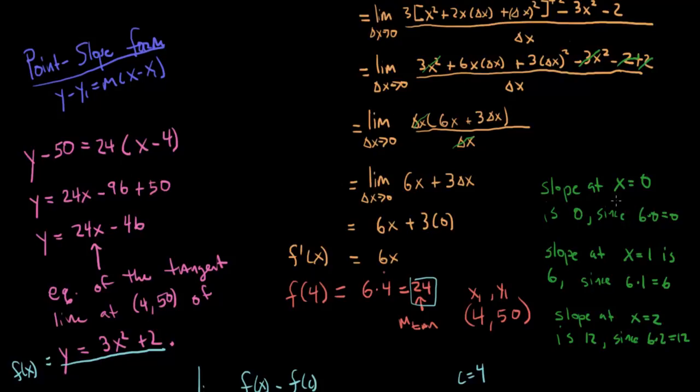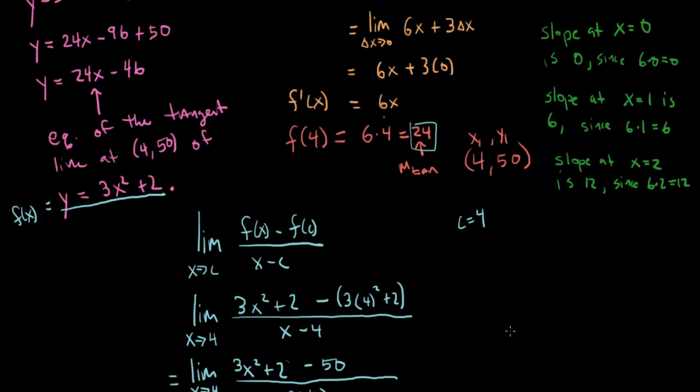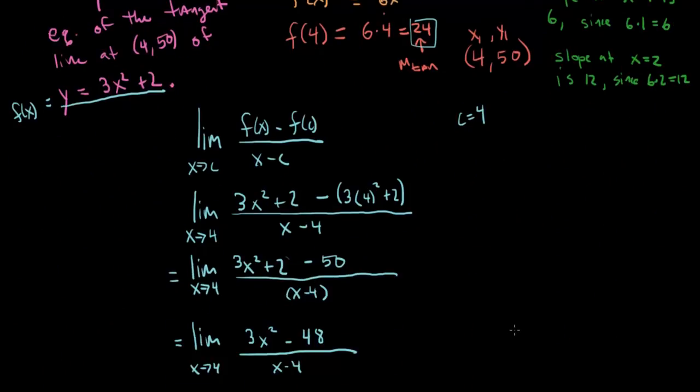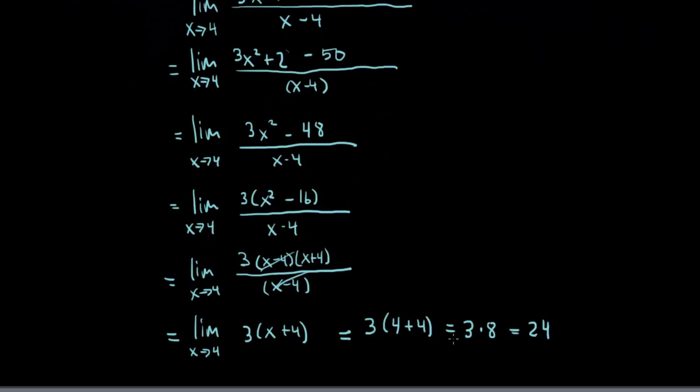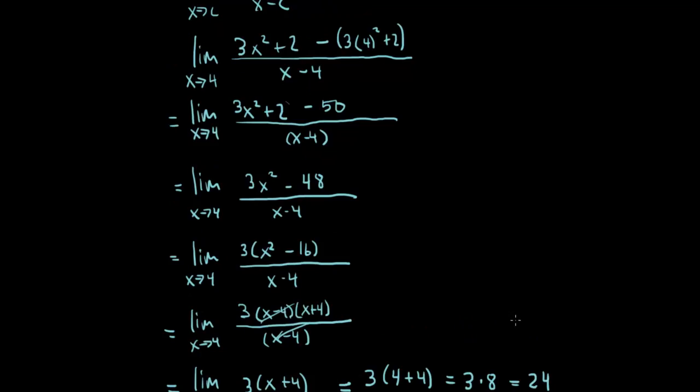See, I could find the slope at any x value I wanted to that's in the domain of my original function. And the domain of my original function right here is all real numbers. So I could find any slope I want to at any point. Whereas with the alternative definition, it's great if you only want exactly one slope at one point. And that's what it's good for. Okay?